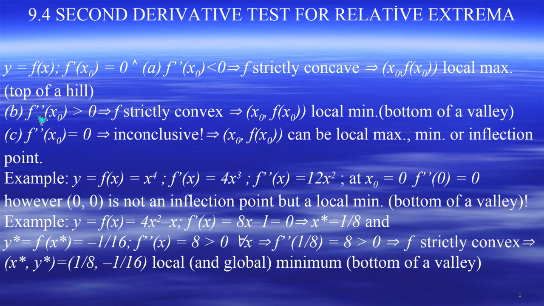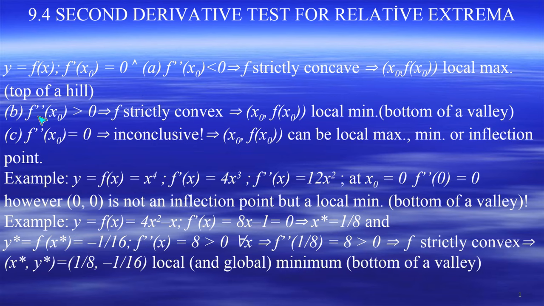But at this point, the second derivative of the function is 12x squared. When I replace x with 0 here, I obtain the second derivative as 0. So the test is inconclusive. But I know that 12x squared is positive everywhere besides the point 0, 0. So this function has a positive second derivative everywhere. It is a strictly convex function. And the point 0, 0 is not an inflection point, but a local minimum, and of course, as well, a global minimum. It is the bottom of a valley, you see.